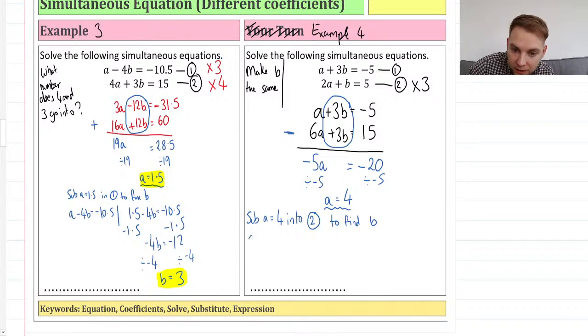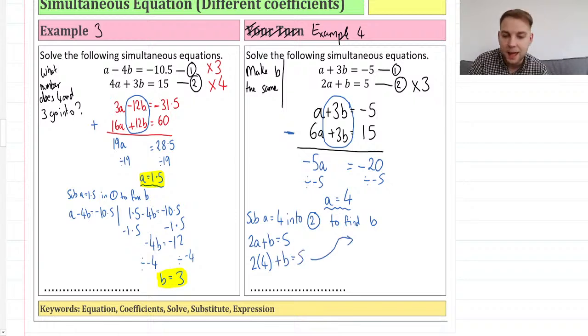So equation 2 is 2A plus B is equal to 5. Remember, I'm subbing in A is equal to 4, which is going to be 2 times 4, because A is 4, plus B is equal to 5. I'll then need to simplify that, because 2 times 4 is 8. So 8 plus B is equal to 5.